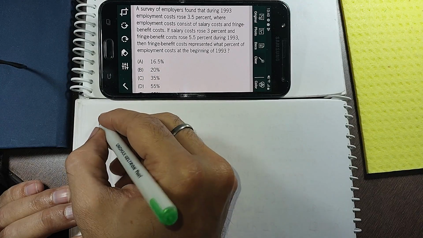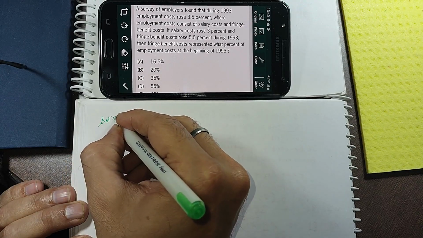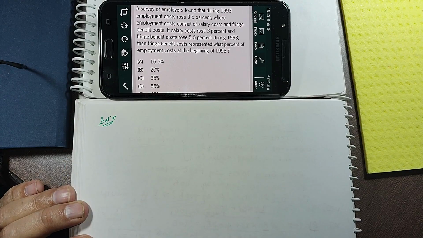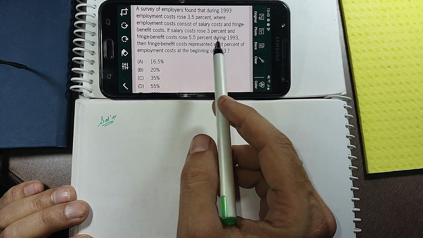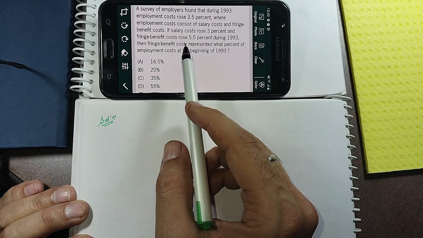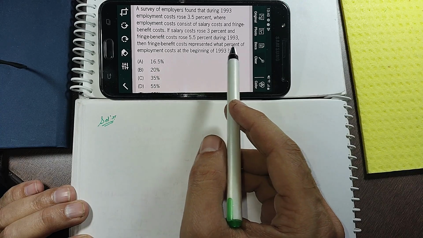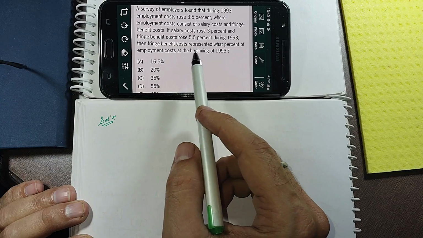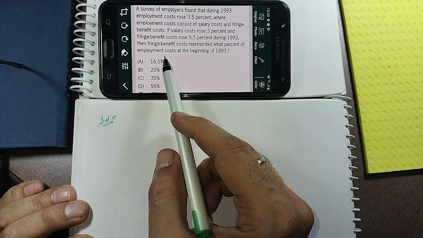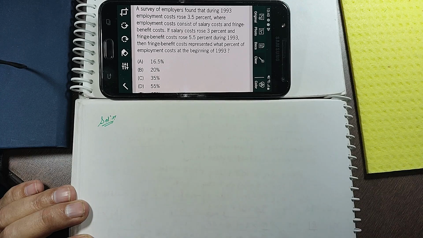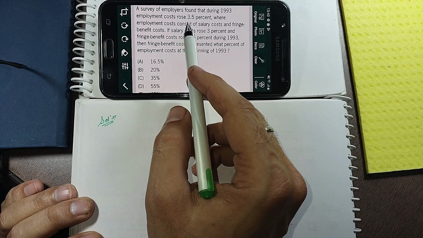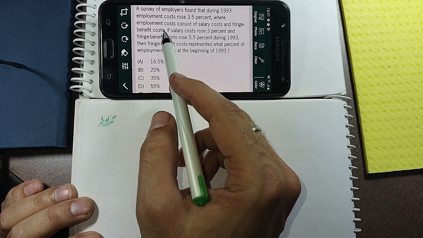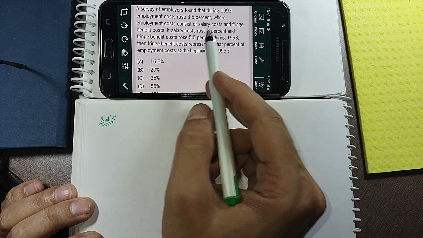A survey of employers found that during 1993, employment costs rose 3.5%, where employment cost consists of salary cost and fringe benefit cost. If salary cost rose 3% and fringe benefit cost rose 5.5% during 1993, then fringe benefit cost represented what percent of employment cost at the beginning of 1993? So here the question asks that in the year 1993, employment cost rose 3.5%, and this employment cost consists of salary cost and fringe cost.